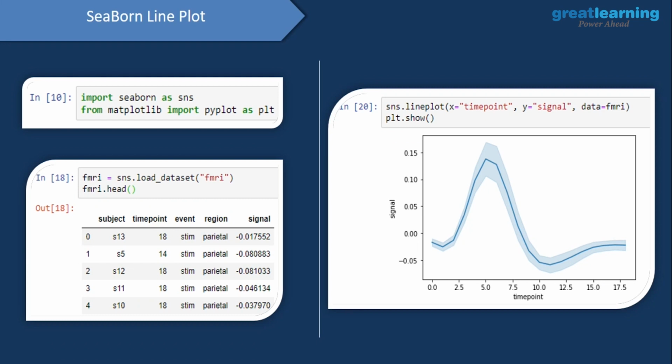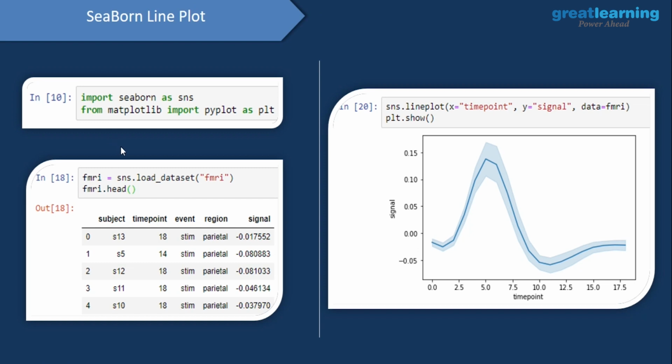So Seaborn is another visualization library which is built on top of Matplotlib. So if you want to work with Seaborn, then we'd have to import Matplotlib as well. To import Seaborn, we'd have to type in import seaborn as sns. And since this is built on top of Matplotlib, we'd also have to import Matplotlib, so we'll have from matplotlib import pyplot as plt.